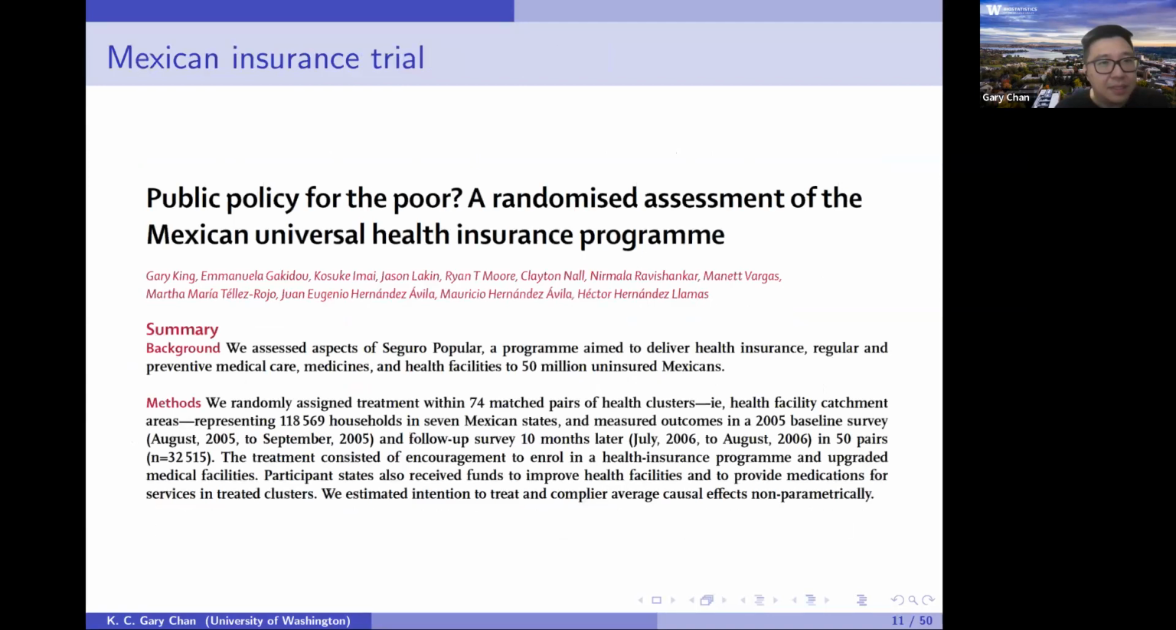So let's take a look at an example. This is a paper from JAMA. It's a randomized study of an insurance program, randomly assigned to geographical areas, and each geographical area serves a certain number of households. The treatment consists of encouragement to enroll in a health insurance program and also funding to upgrade medical facilities. Within each region there would be some mailings and other forms of marketing to encourage people to join the health insurance. But then people may or may not join.